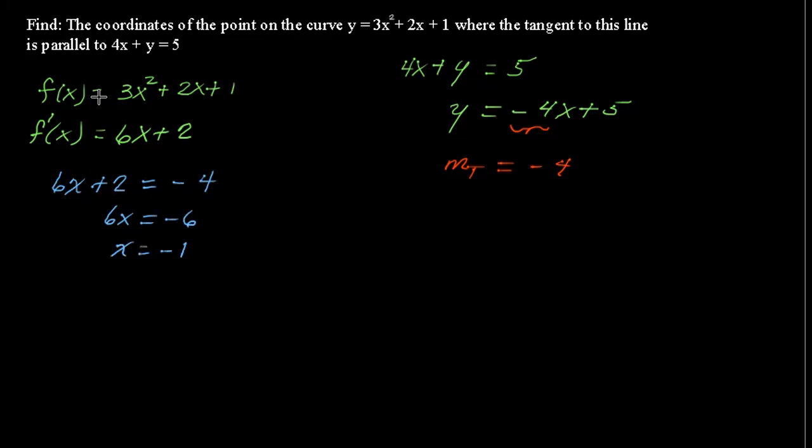So I now know the x coordinate, the x value of the coordinate that I'm looking for. So what I'm going to have is minus 1, something. We've got to find that something. So we have to find the y value. So what I'm going to do now is substitute x is equal to minus 1 into the original f of x.